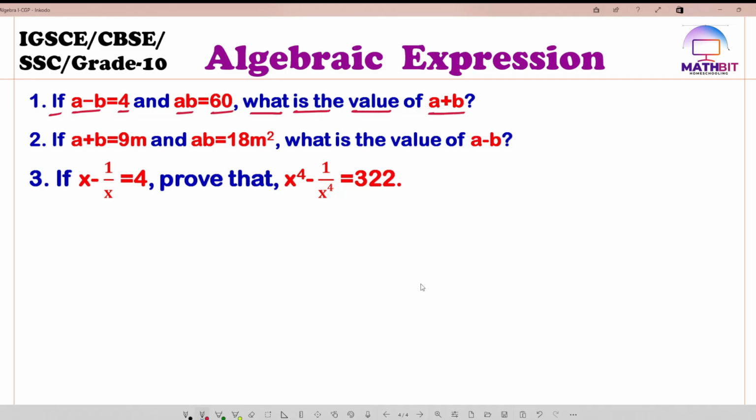In this video we are going to solve these three maths which are very important for examinations. Let's start.